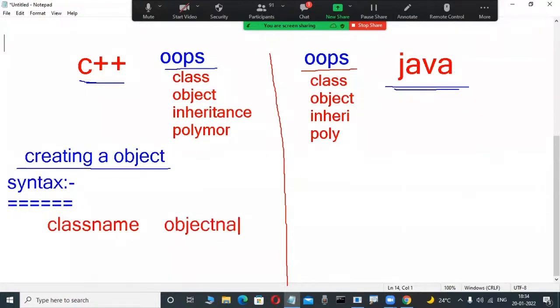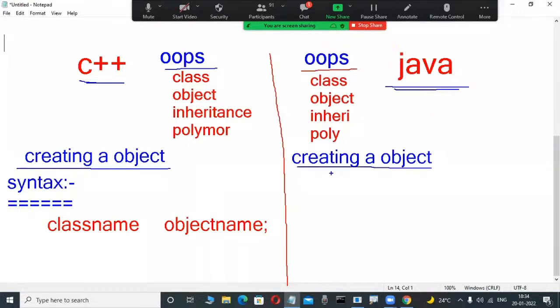This is the syntax to create an object from a class in C++. Creating an object is similar in Java also. Now observe here, suppose we want to create an object of some class. Don't worry about what that is. Just observe, creating an object from a class in Java.